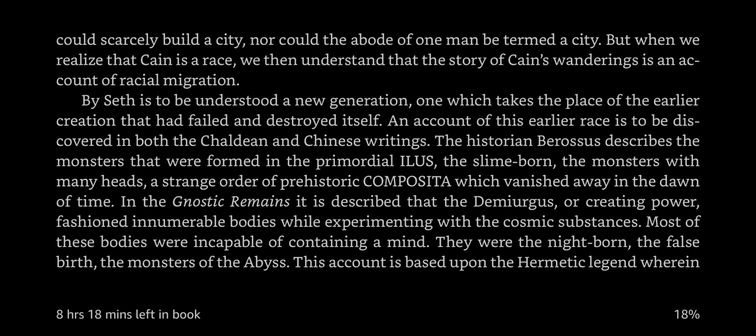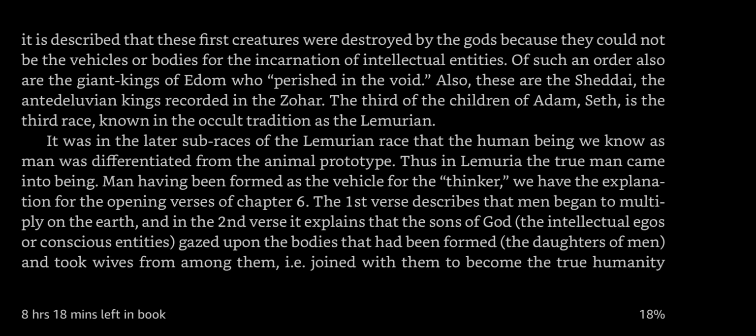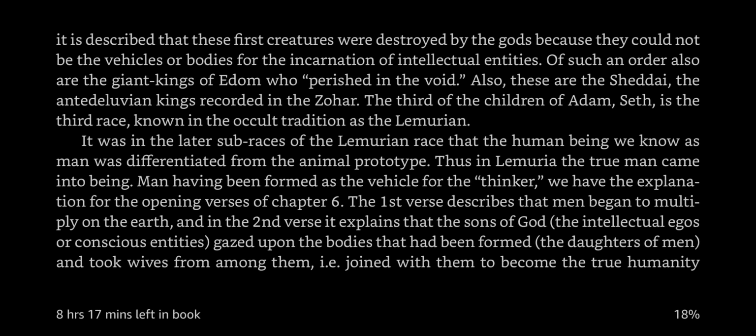In the Gnostic remains, it is described that the demiurgus, or creating power, fashioned innumerable bodies while experimenting with the cosmic substance. Most of these bodies were incapable of containing a mind. They were the night-born, the false birth, the monsters of the abyss. This account is based upon the Hermetic legend, wherein it is described that these first creatures were destroyed by the gods because they could not be the vehicle or bodies for the incarnation of intellectual entities. Of such an order also are the giant kings of Edom, who, quote, perished in the void. Also, these are the Shaddai, the antediluvian kings recorded in the Zohar.